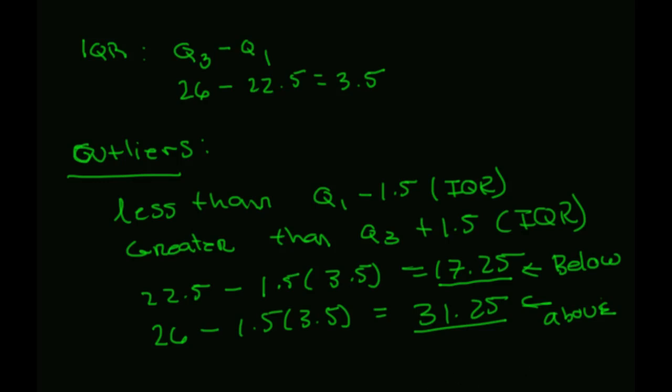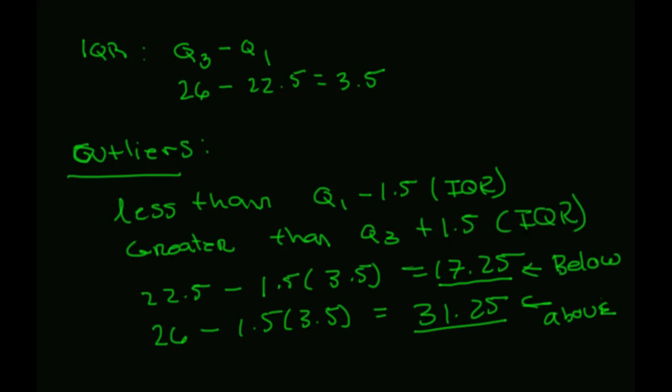That's the minimum. We found that the maximum for that data set was 30. So none of the values in this are outliers. These are all well between 17.25 and below 31.25, right? So above 17.25 and below 31.25.